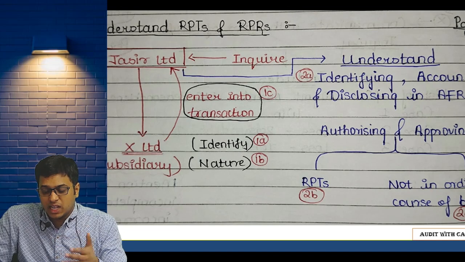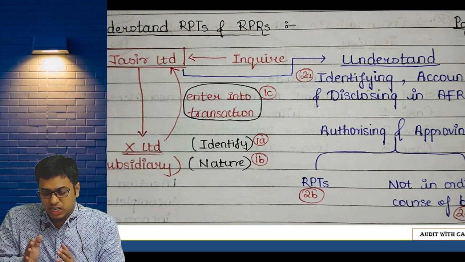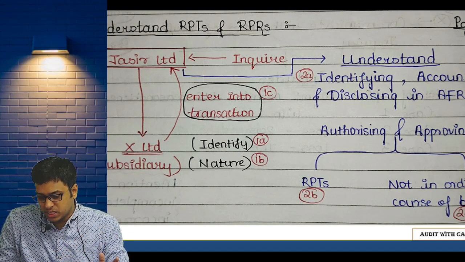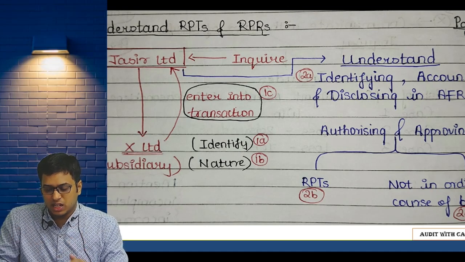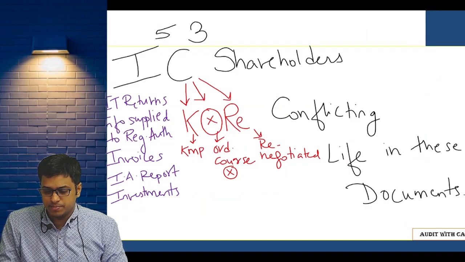Next, as an auditor, for understanding you will see whether authorization and approval is taken regarding related party transactions and whether this is not in the ordinary course of business. That is what you will check in relation to this part. That is basically this area. Let's go further.